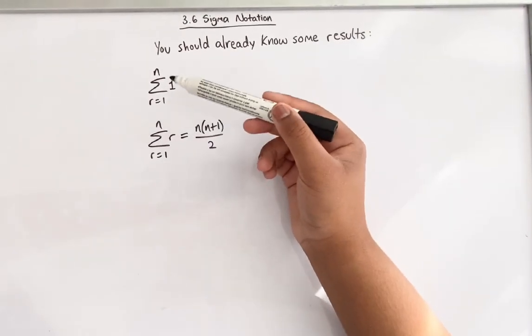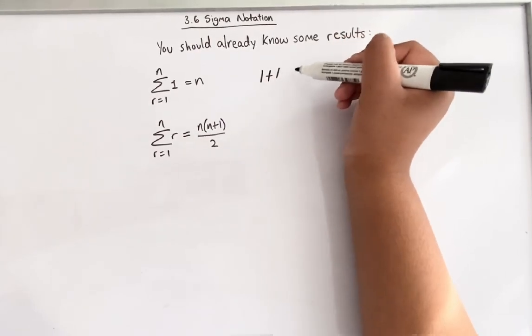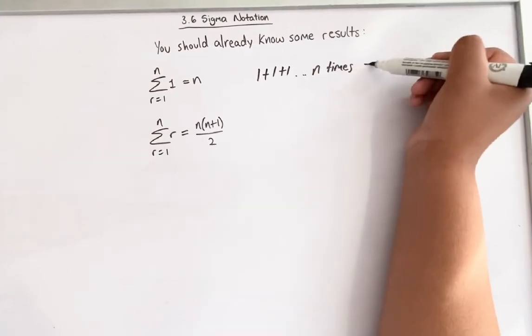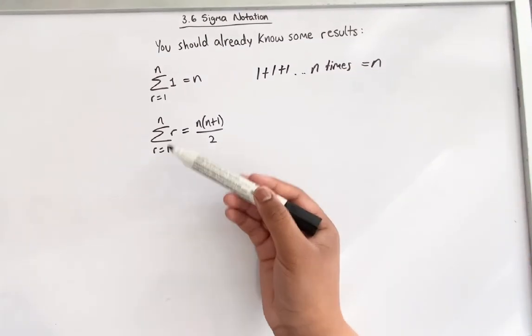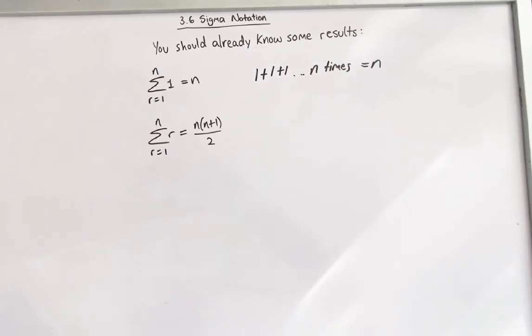The sum from 1 to n of 1 is n, because it would be the same thing as 1 plus 1 plus 1, n times, an n number of times, which would just be n. And the sum from 1 to n of r is n times n plus 1 over 2.